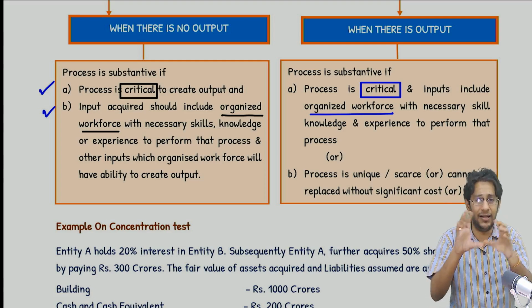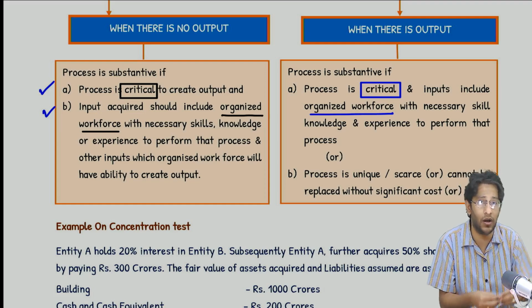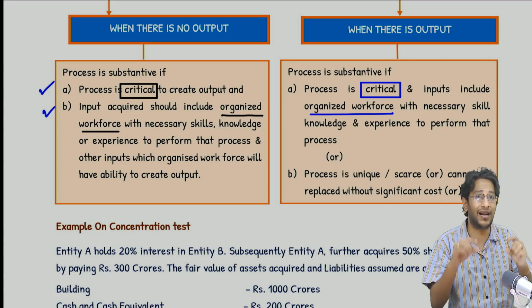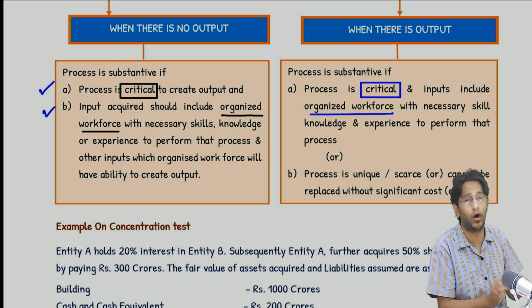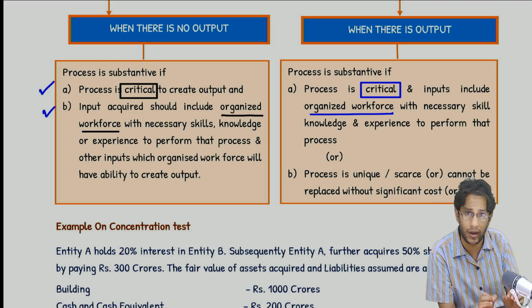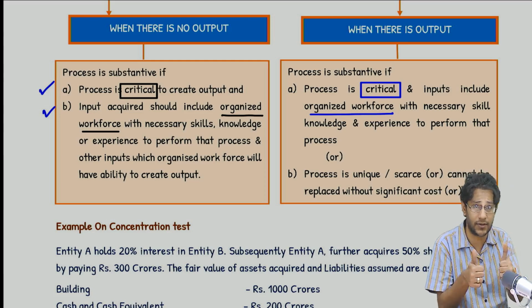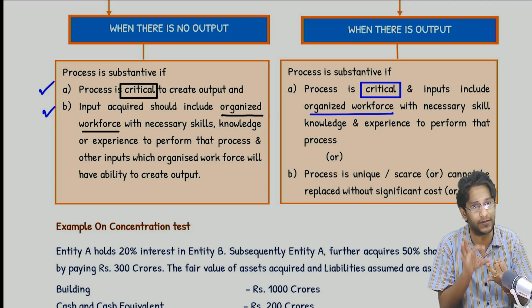That means the entire business, the output generating capability, is purely based on the process rather than the skill of the employee. So if the process is that kind of unique or scarce process, in that case, even if you do not take over the organized workforce of the other entity, I can still qualify you as a business. That means input is mandatory, sir. Process should be a substantive process.